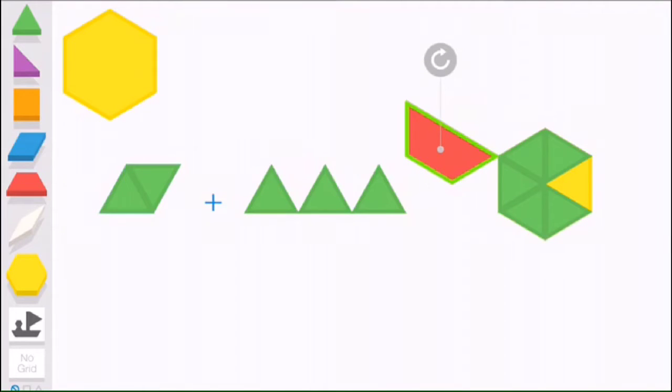And 1 rhombus, which equals 1/6. And as you can see, it's the same as the top 2 triangles. So when we put that together, it makes up the same shape.